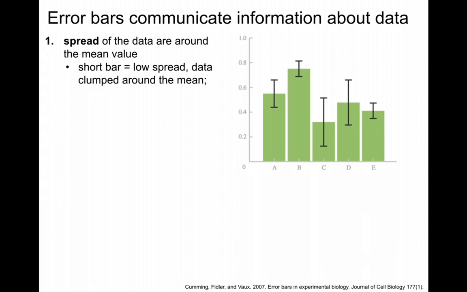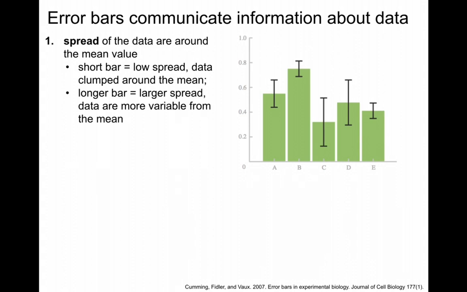So a short bar means that there is a low spread in the data, and the data is clumped around that mean value. While a longer bar, like in bar C, means that the data has a larger spread and the data is more variable from the mean value.